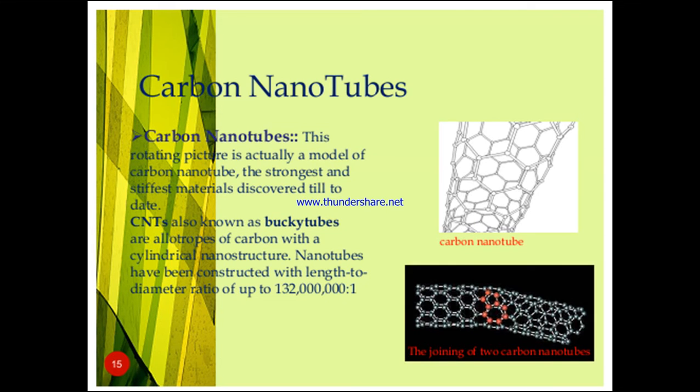For carbon nanotubes, the rotating picture we see here is a model of a carbon nanotube, the strongest and stiffest material discovered to date. Carbon nanotubes, also known as buckytubes, are allotropes of carbon with a cylindrical nanostructure. Nanotubes have been constructed with a length-to-diameter ratio of up to 1 billion to 1.